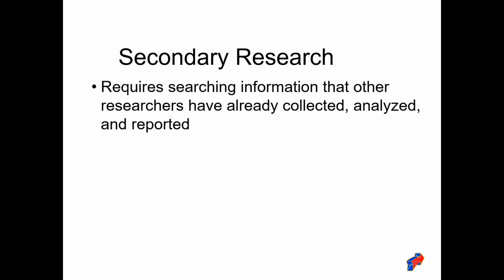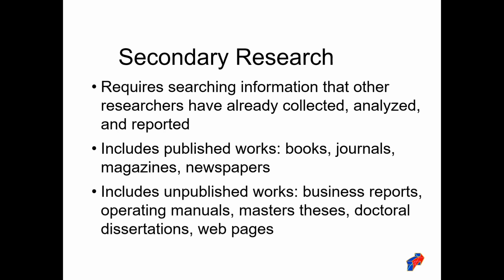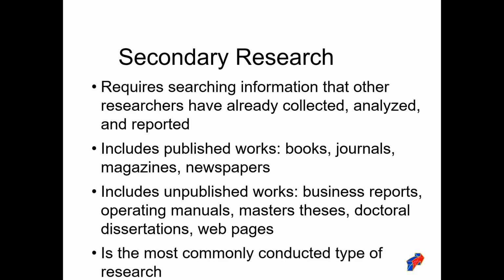Secondary research, on the other hand, requires searching information that other researchers have already collected, analyzed, and reported. It includes published works such as books, journals, magazines, and newspapers, and it includes unpublished works, business reports, operating manuals, master's theses, doctoral dissertations, and web pages. It is the most commonly conducted type of research.